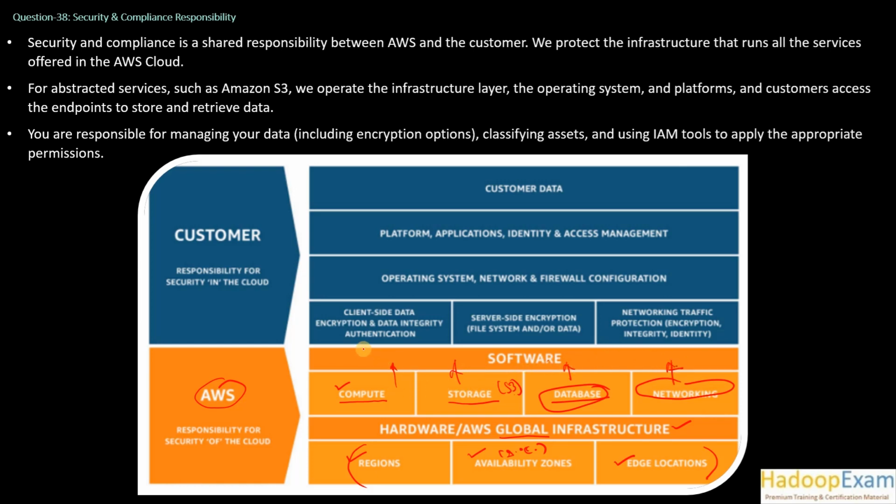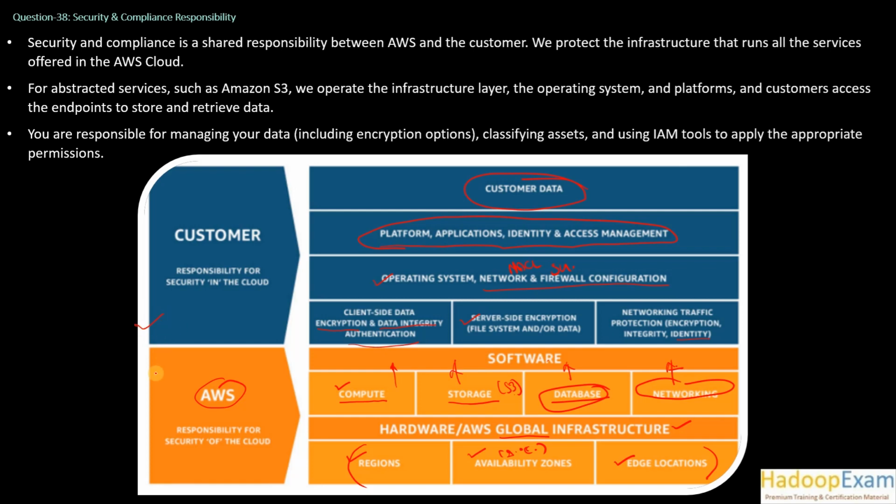But as soon as you launch your instances and start using client side data, its encryption is your responsibility. I know you can use keys provided by Amazon itself to encrypt data, but it is your responsibility to encrypt. Data integrity and authentication is your responsibility. Server side encryption you need to take care of. Networking traffic protection, encryption, integrity, identity, all is your responsibility. The operating system, when you select and install it, is your responsibility. Network and firewall configuration, which is your NACL configuration and security group configuration, all is your responsibility. Platform, your own applications, identity and access management, who can access what, it's your responsibility. And your data, you are responsible.